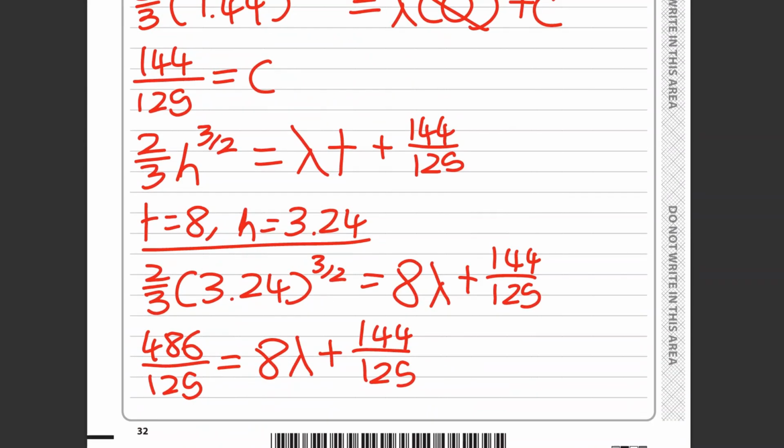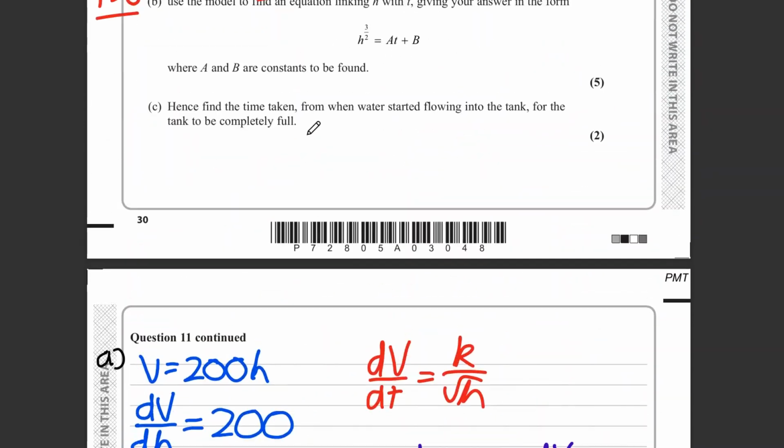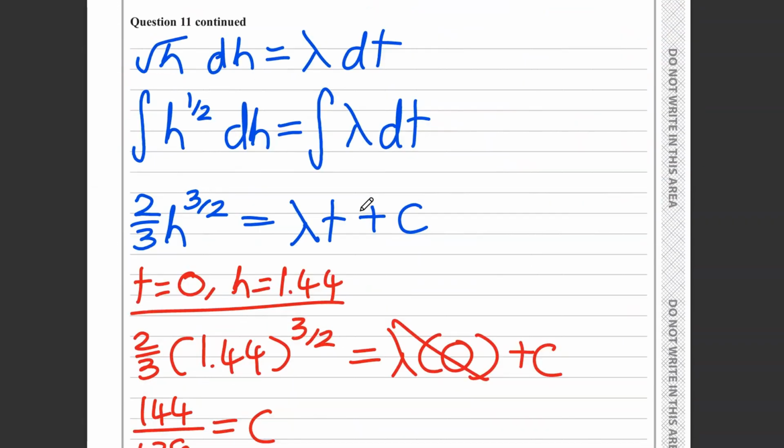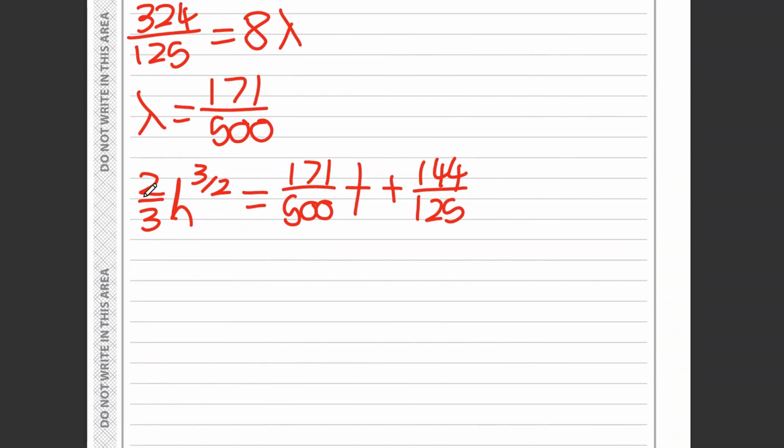Now, if you look at the final answer, we need it in this format here. Now you can see that we have h to the power of 3 over 2 on this side here, but at the moment we have this 2 over 3 in front of it, so we need to divide everything in this equation by 2 over 3.